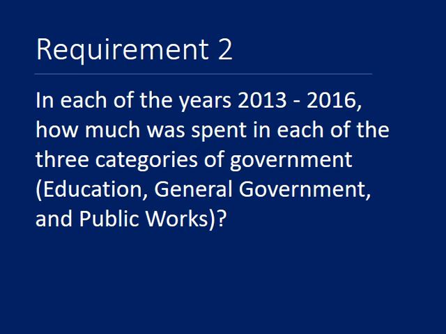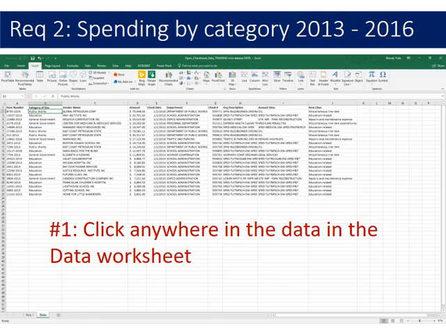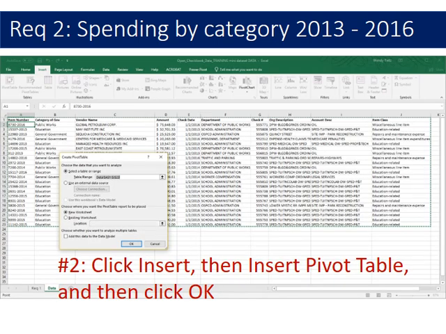Requirement 2 asks the question, in each of the years 2013 to 2016, how much was spent in each of the 3 categories of government: education, General Government, and Public Works. The first step is to click anywhere in the data worksheet. For step 2, to insert a pivot table, click Insert, then Insert Pivot Table, and then click OK.